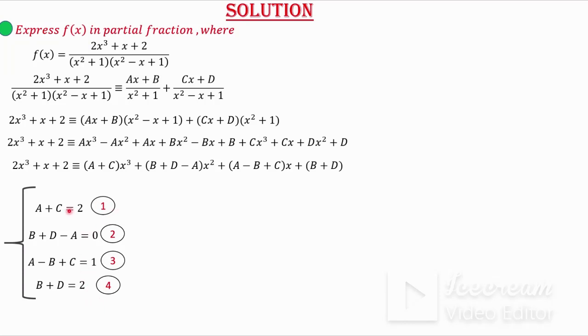We can clearly see that if we substitute equation 1 into equation 3, we can come out with the value of b, because a plus c is 2.